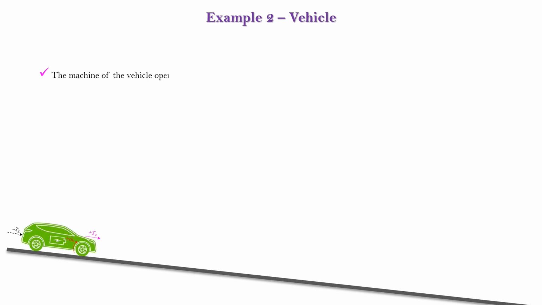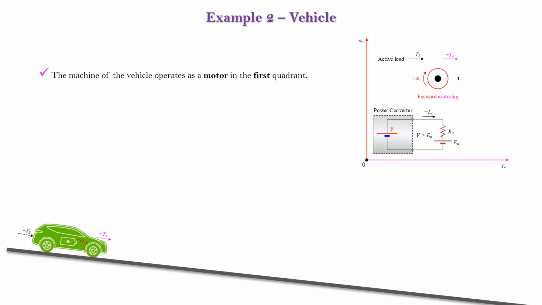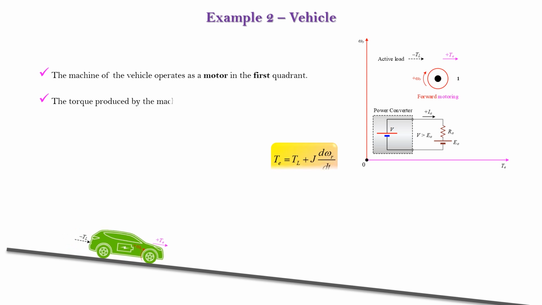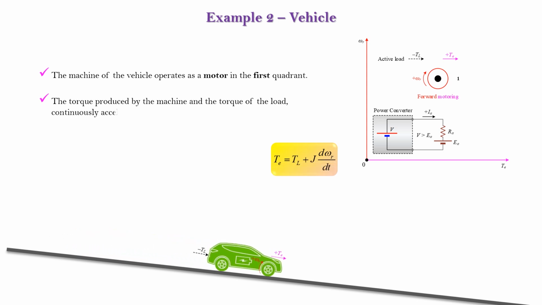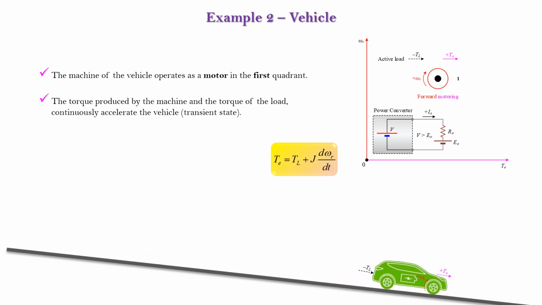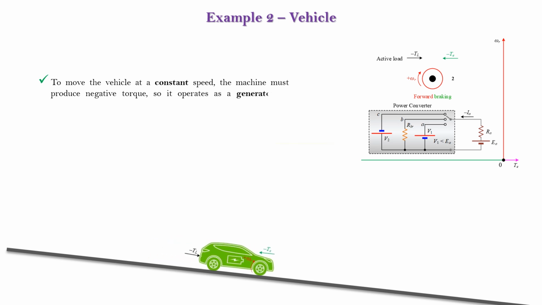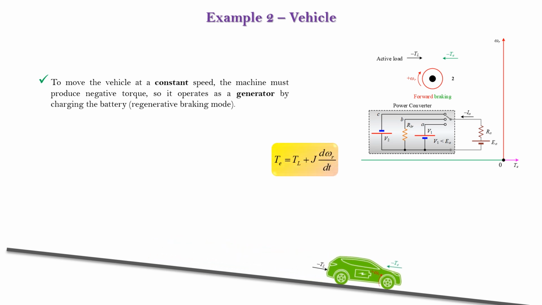To move the electric vehicle downhill, the machine operates as a motor, in the first quadrant, continuously accelerating the vehicle, in combination with the load torque. To move the vehicle at a constant speed, the machine must produce negative torque, so it operates as a generator, charging the battery.